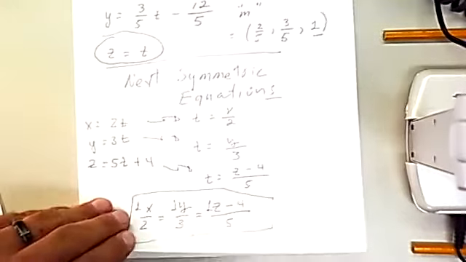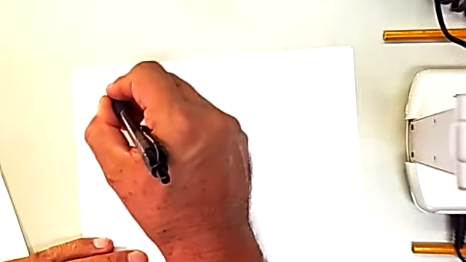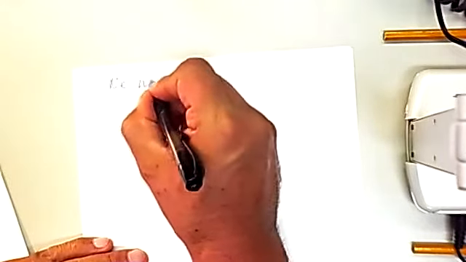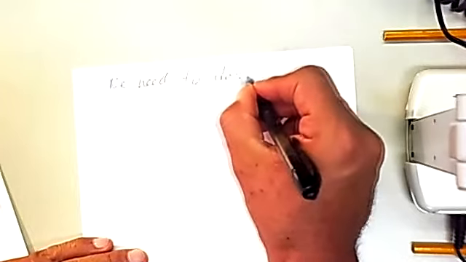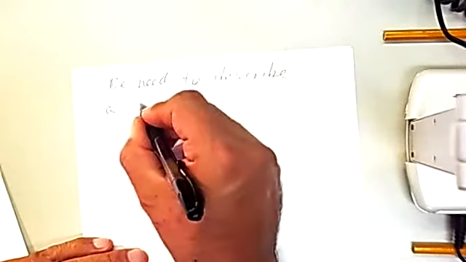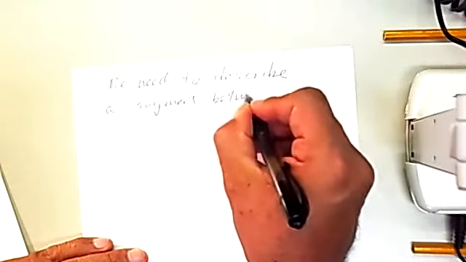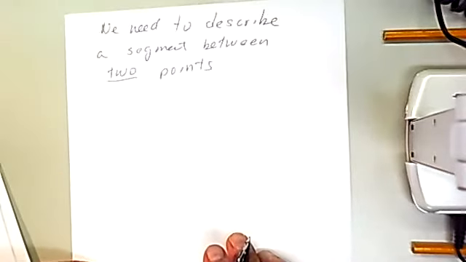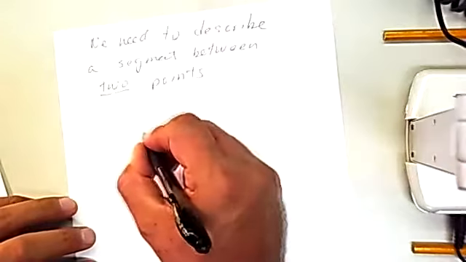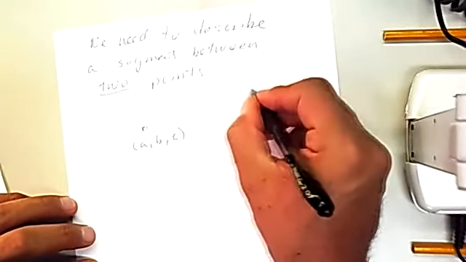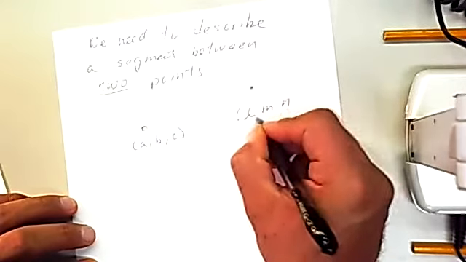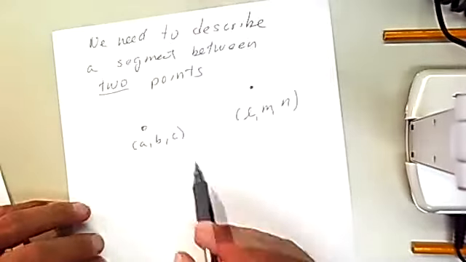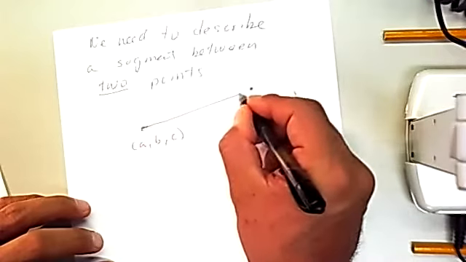There's one more thing we need to talk about, and that is the segment between 2 points. We need to describe a segment between 2 points. We definitely need to be able to do that. So let's say you start out at A, B, C, and then you want to end up at L, M, N. We want to be able to parameterize to travel from this point to this point.